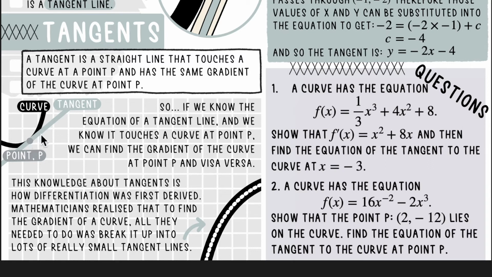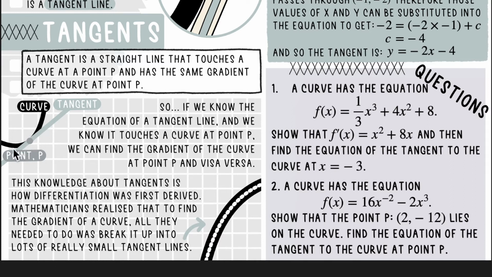And a tangent line is always parallel to the curve at this point P. So you know at point P, the tangent will have the same gradient as the curve at point P. We can use this knowledge about tangents and see how it links to differentiation, how differentiation was first derived. Remember, differentiation is the act of taking a function and finding its derivative.